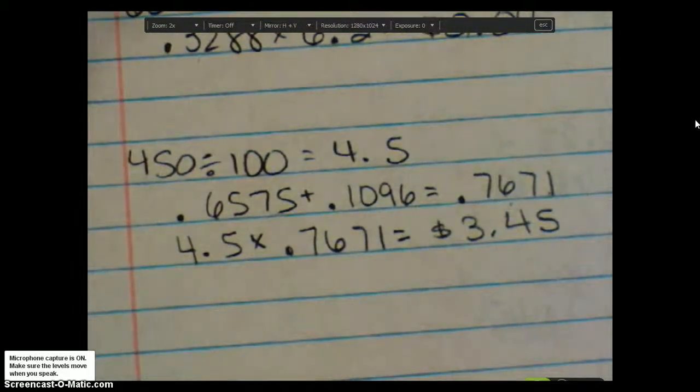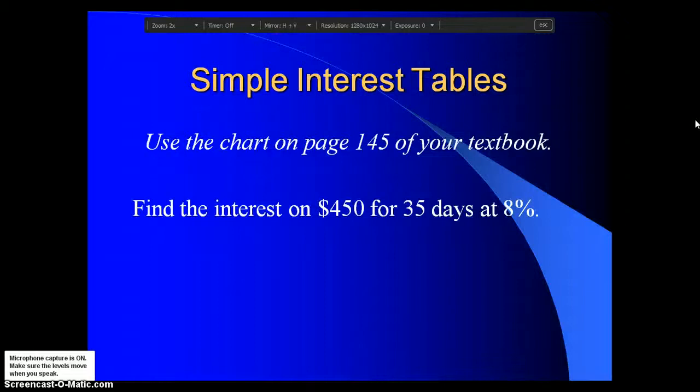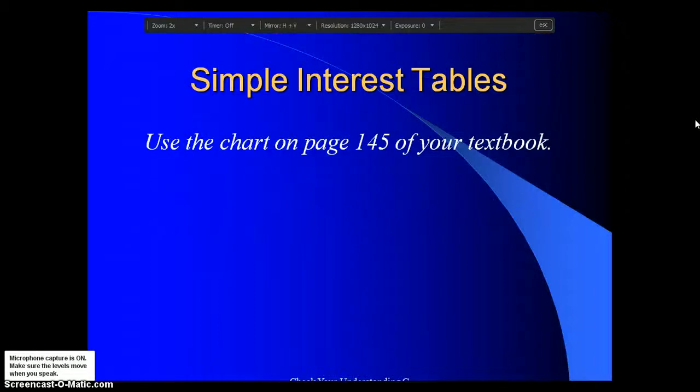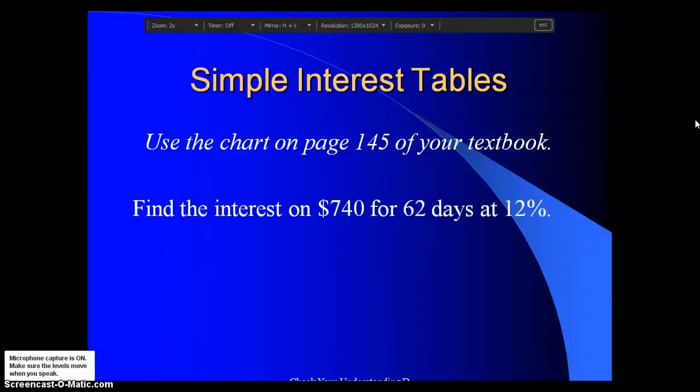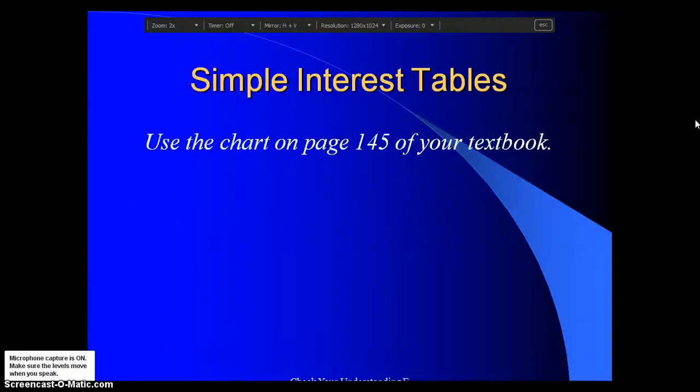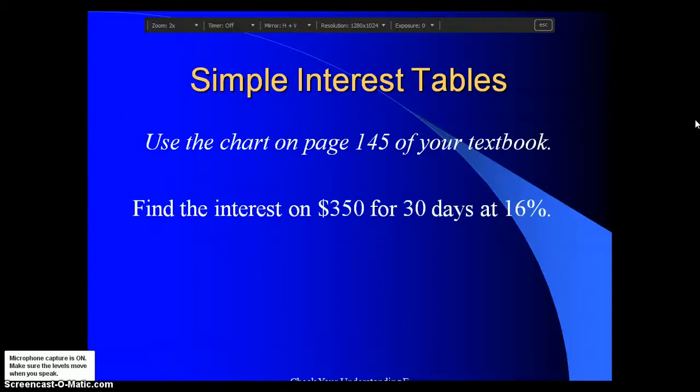Most generally, you're going to find more of the days that are not on the chart over percentages. However, you might have those that have the percentages way off the chart. For example, understanding E. This one is 30 days at 16% interest.